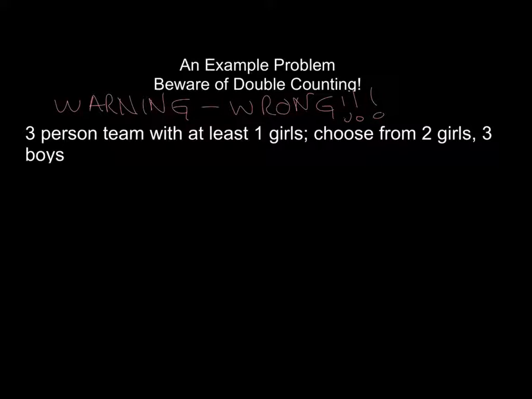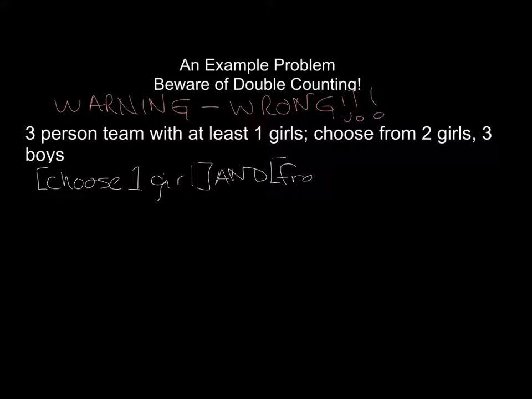So again, a wrong approach might be something like this. First we choose one girl. In this way, we think that we're going to guarantee we have at least one girl, which is true. And then after we've chosen the one girl, from the 4 remaining people, we're going to choose 2 more. Again, this is a wrong approach, but the idea is that you ensure there's a girl, and then you fill out the rest of your team. So what's wrong with this?